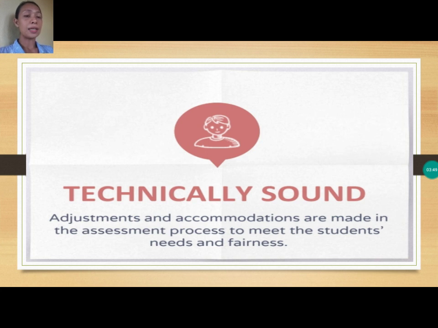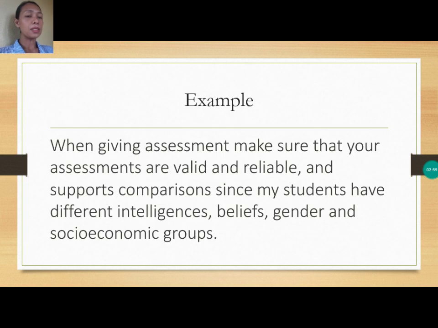The next one is technically sound. Adjustments and accommodations are made in the assessment process to meet the students' needs and fairness. The example is, when giving assessments, make sure that your assessments are valid and reliable, and support comparison, since your students have different intelligences, beliefs, genders, and socioeconomic groups.